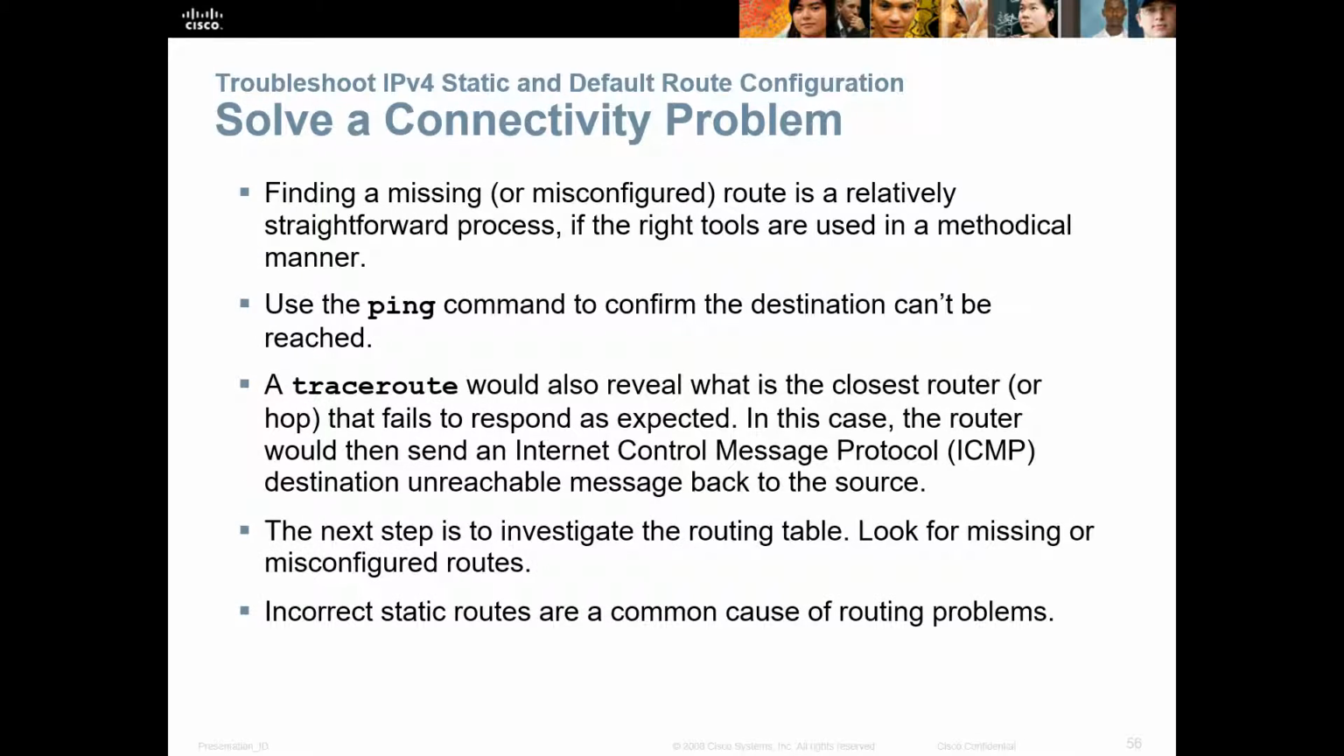Solving connectivity issues. Finding a missing or misconfigured route is relatively straightforward. You slowly start pinging. You ping your default gateway. You ping the next address. You ping the next address. You start seeing where the route no longer is allowing communication. That's where you start looking.